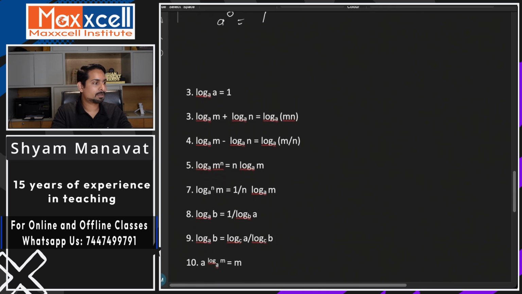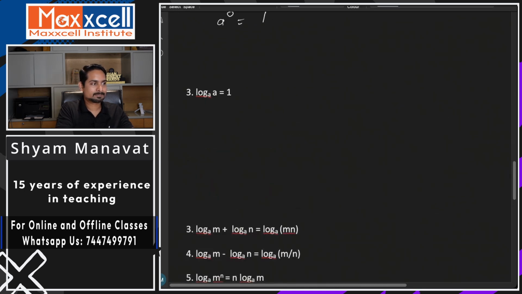Now, log of a base a. What power of a can get you a? Obviously 1. This is always the power, right? This is what we understood from the principle of log. So log of a base a equals 1. Log of 2 base 2 is what? 1. Log of 10 base 10 is equal to what? 1. Remember this.